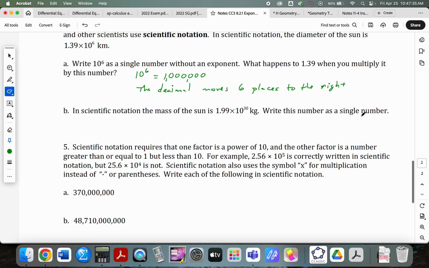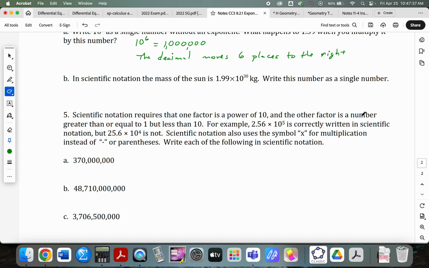All right, in scientific notation, the mass of the sun is 1.99 times 10 to the 30th kilograms. Write this as a single number. If you haven't already done that, please write that as a single number. And then we'll see if anyone can come up with the right words for that.